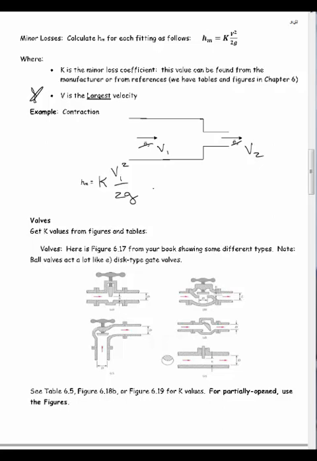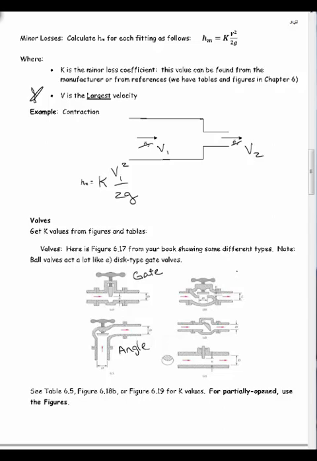Okay, so let's start with valves. How do you find the K values for valves? We have a couple different places. First you have to know what the valves look like. This one is called a gate valve, and this is kind of a side view. If you looked at it from this direction, it would look like a disc. This one is an angle valve.